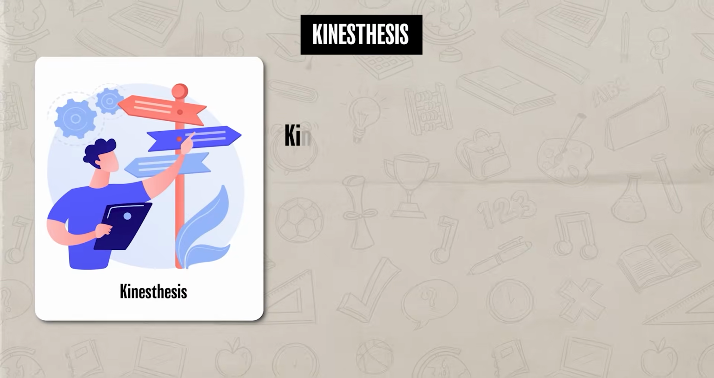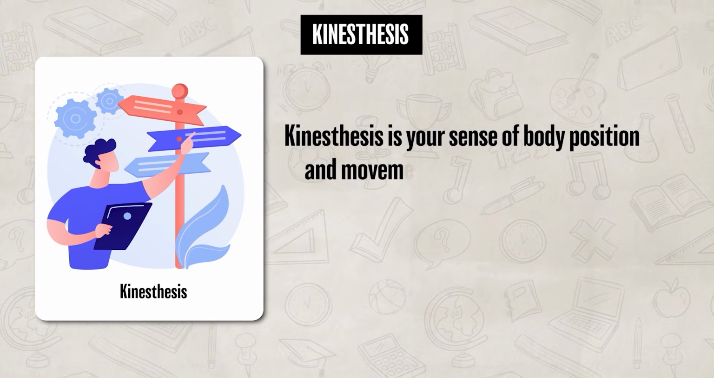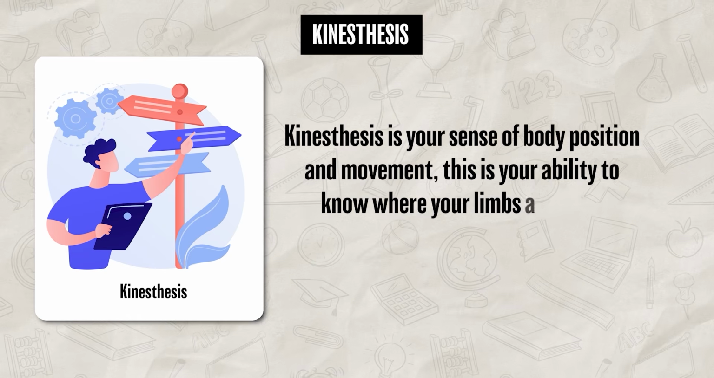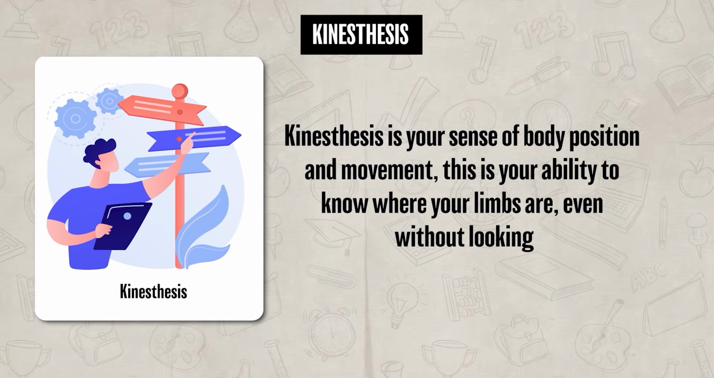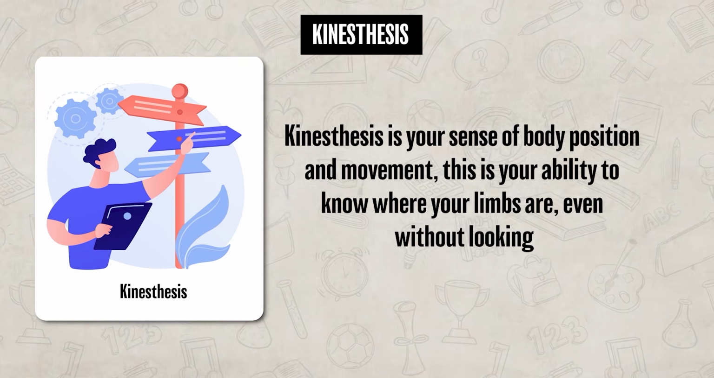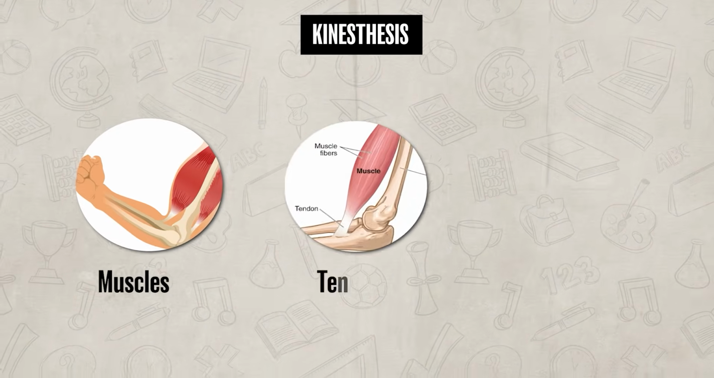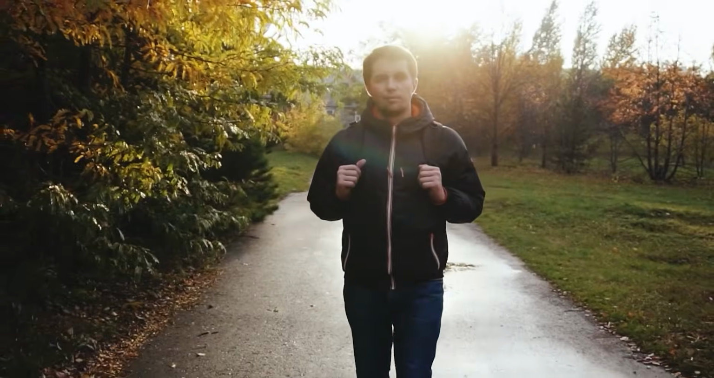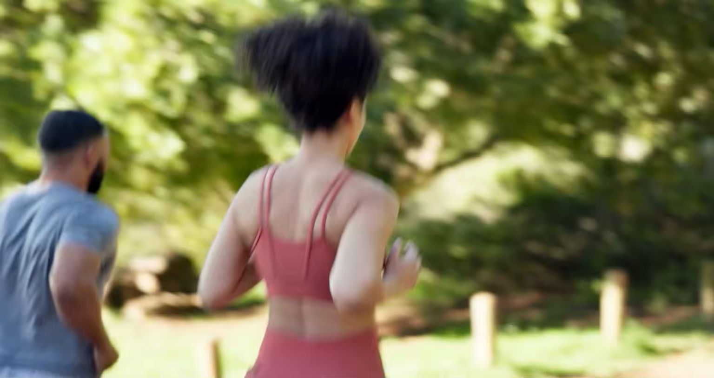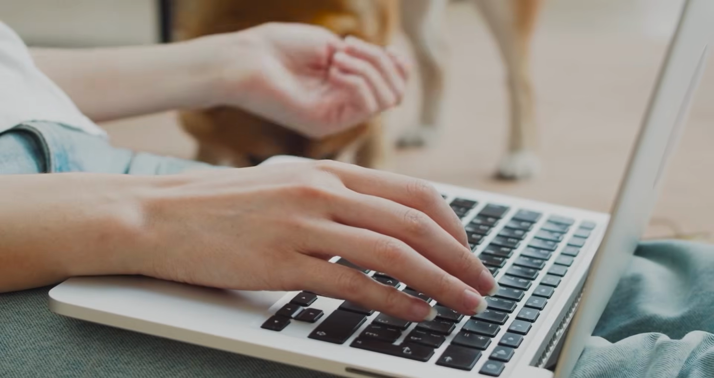On the other hand, kinesthesis is your sense of your body's position and movement. This is your ability to know where your limbs are, even without looking. This sense comes from receptors in your muscles, tendons, and joints, which send constant feedback to your brain about how your body is moving and where it is in space. Kinesthesis is what allows you to walk, run, or type on a keyboard without needing to watch your hand.